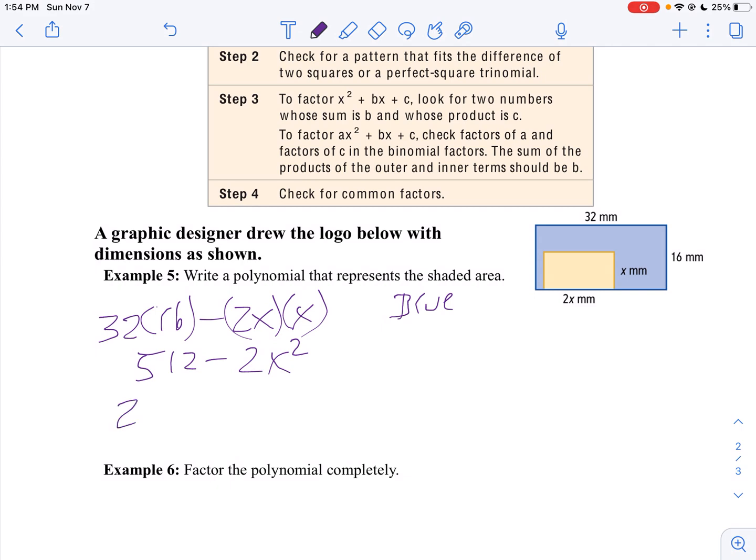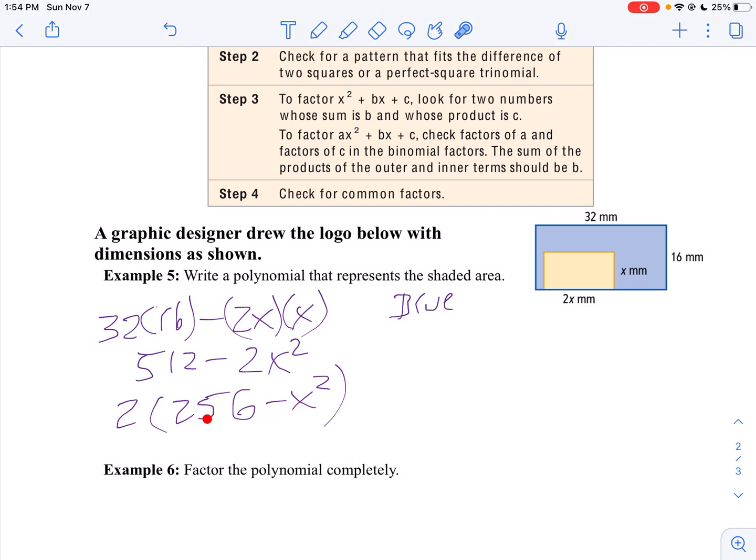So I factor out a 2. If I take 512 and I divide 512 by 2, I get 256 minus x squared. Okay, I factored out my common factor. Now I look inside the parentheses and I notice, oh, there's 2 terms. Binomial. Nothing goes into both of them.